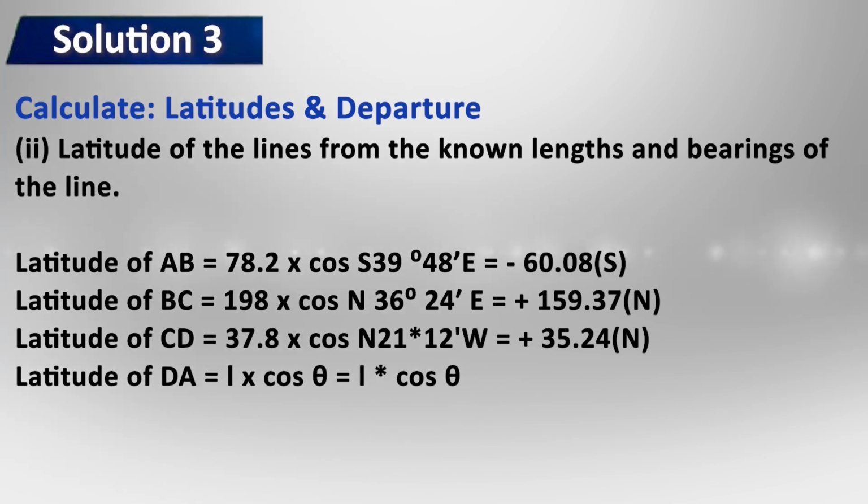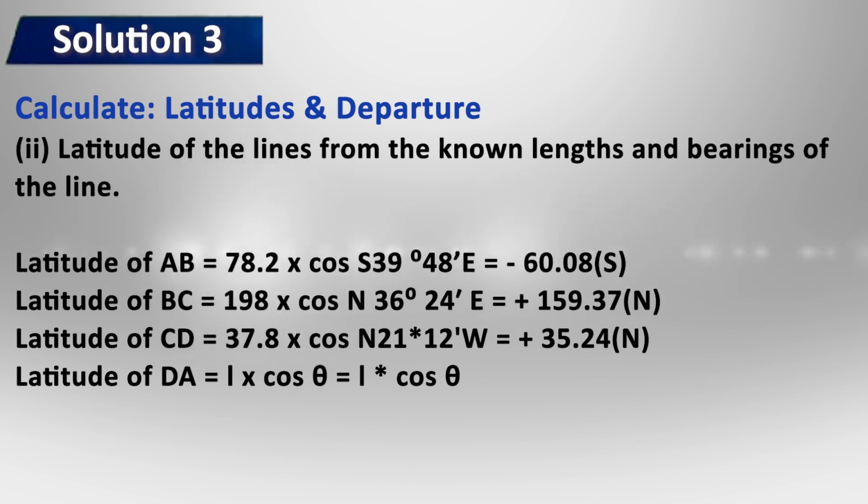Latitude of BC is equal to 198 cos 36 degree 24 minutes. The value comes out to be positive 159.37 meters, and the positive sign indicates that the value is towards north. Latitude of CD, length is 37.8 multiplied by the angle, that is cos 21 degree 12 minutes. The value comes out to be plus 35.24 meters. It is again positive, that means the value is towards north.